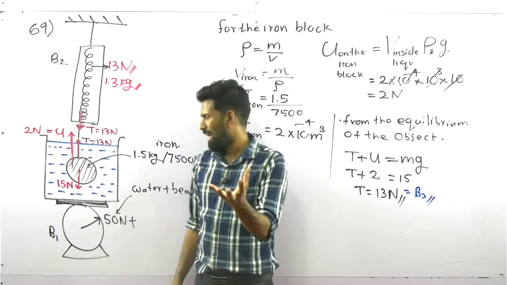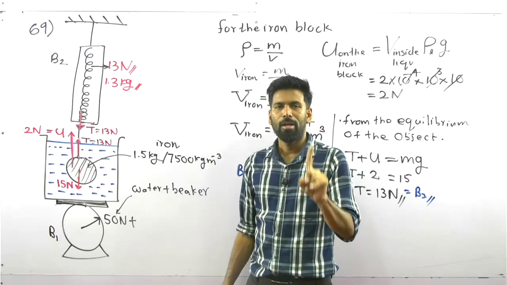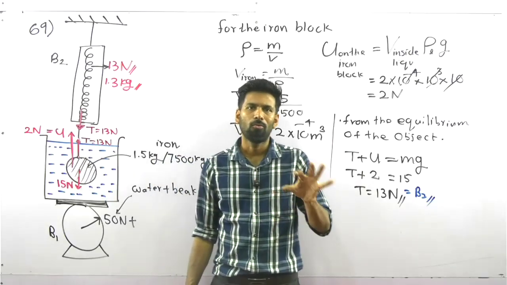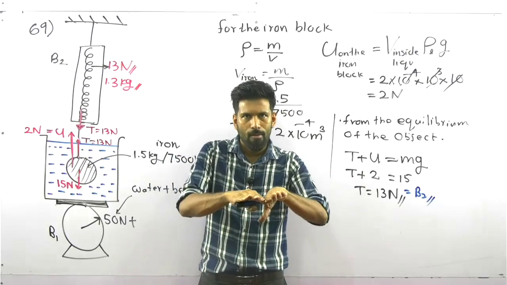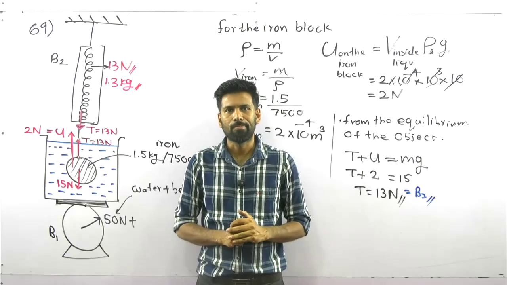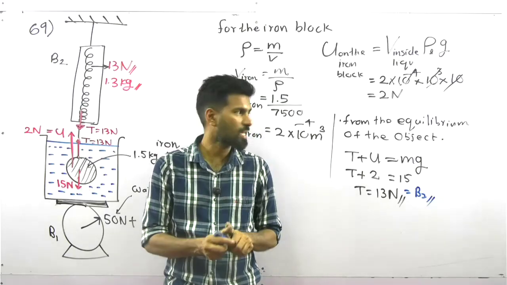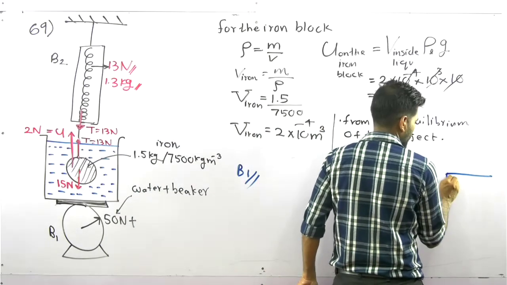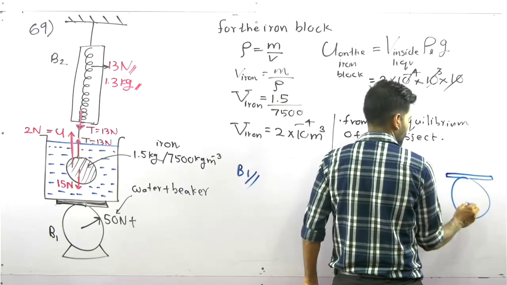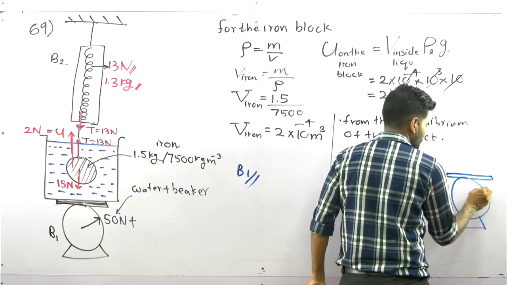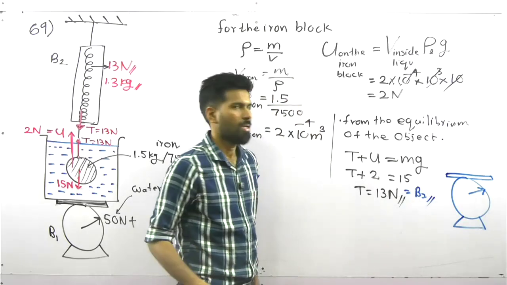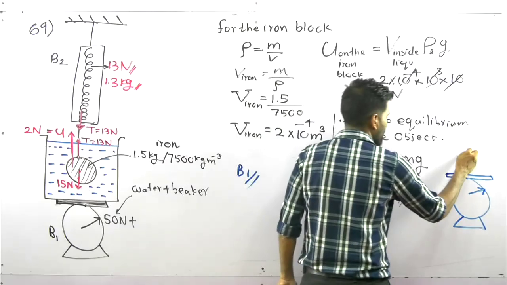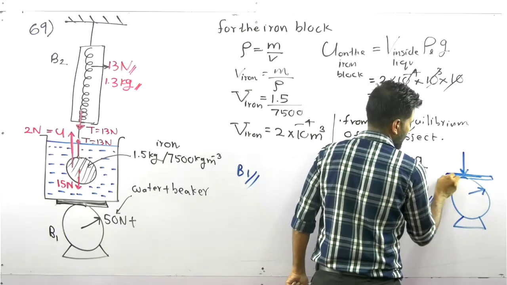Now, for the balance B1, have you learned these theories? If you are in my class, I have taught you the theory for a table balance like this. If you have a table balance, what becomes the reading of the table balance? The reading of the table balance is the downward press acting on that plate.